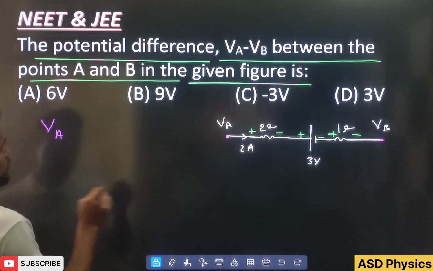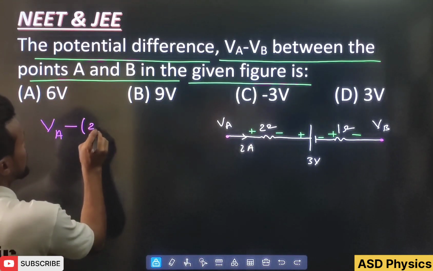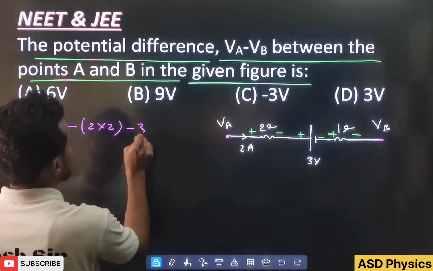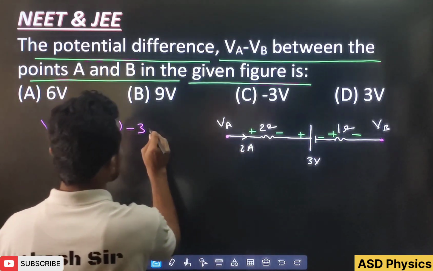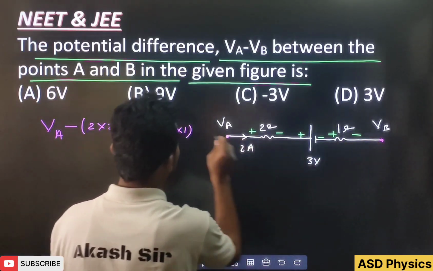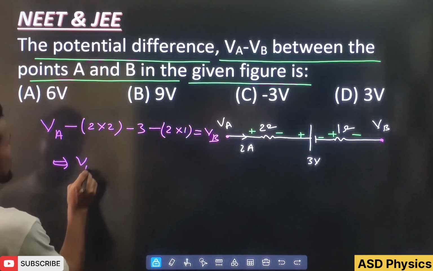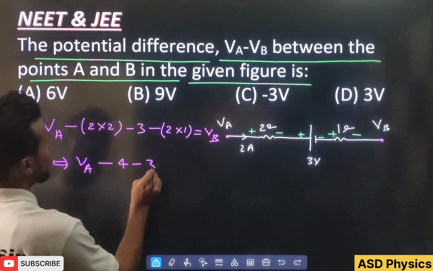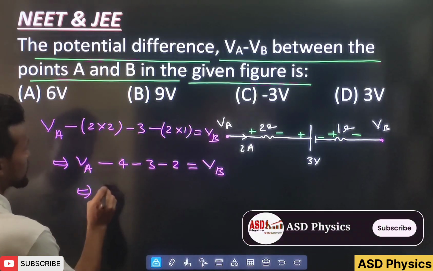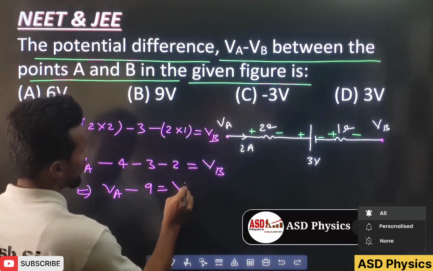Then you know what will we do here? We'll start with the first point. I have started with VA. Take second sign, minus, current is 2, resistance is 2, IR, Ohm's law. Then again second sign, minus 3, then again second sign, minus, current is 2, resistance is 1, and we reach point B, that means VB. So students, when we simplify this, it will come: VA minus 4 minus 3 minus 2 is equal to VB. Okay, so VA minus 4, 3, 2, 9 is equal to VB.